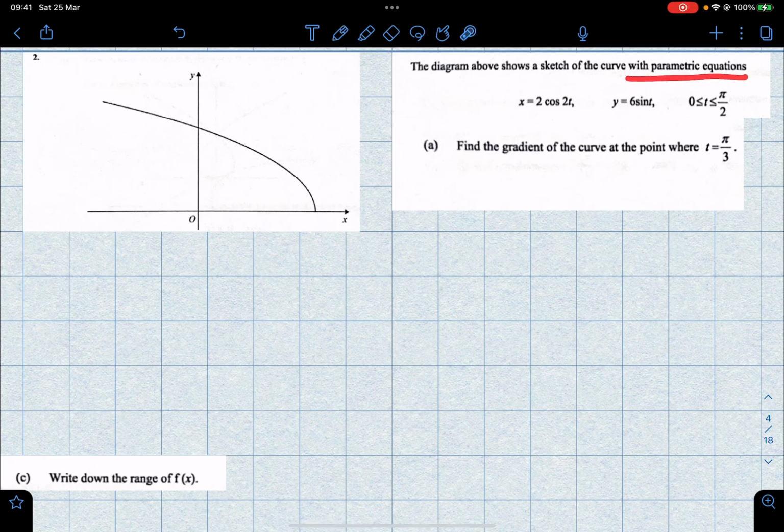So here we have parametric equations with y in terms of t, x in terms of t, but we don't have y in terms of x. And they're asking for the gradient. And the gradient is just the same as asking for dy by dx. But we can't find dy by dx because we don't have y and x in one equation. So we use the chain rule.